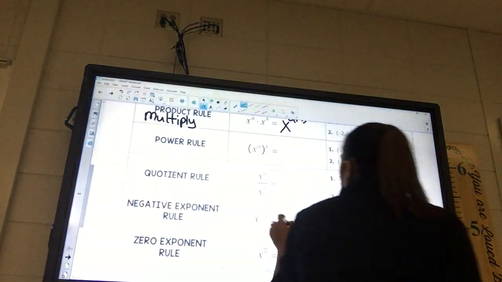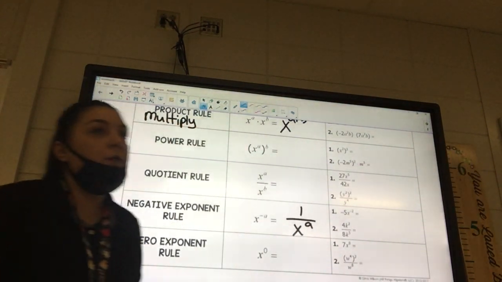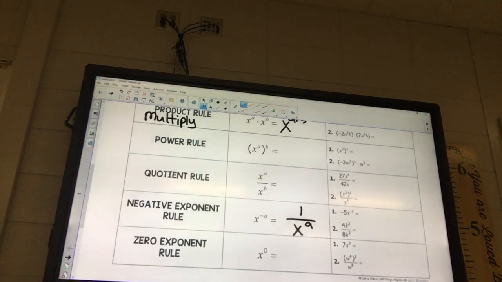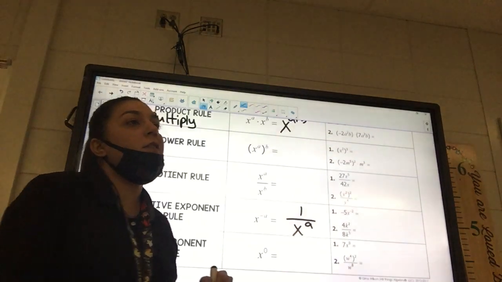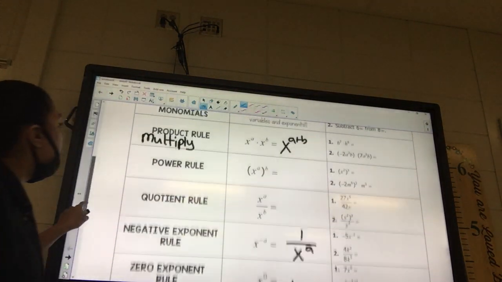We put the exponent on the bottom, okay? So it would have to be like this, x, and then it makes the negative go away. What is the x to the zero exponent rule? What's x to the 0 power? 1.